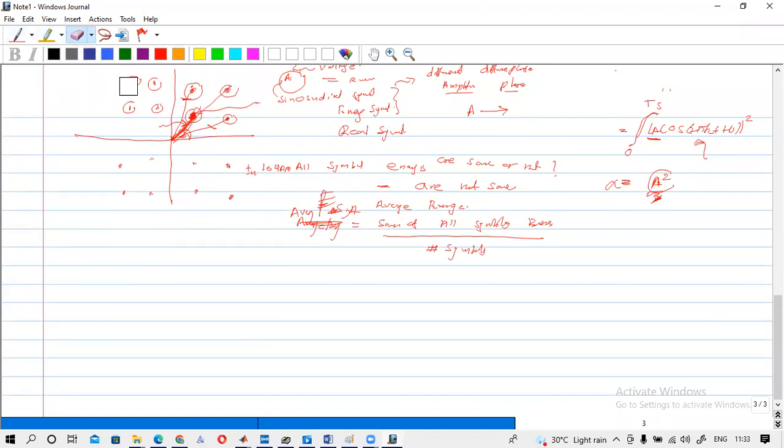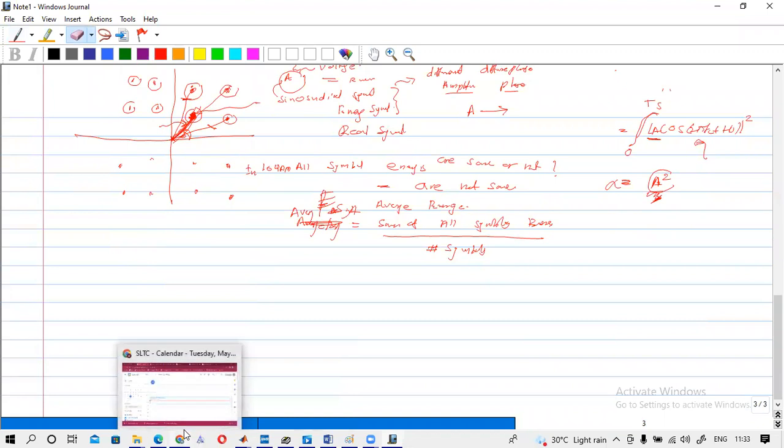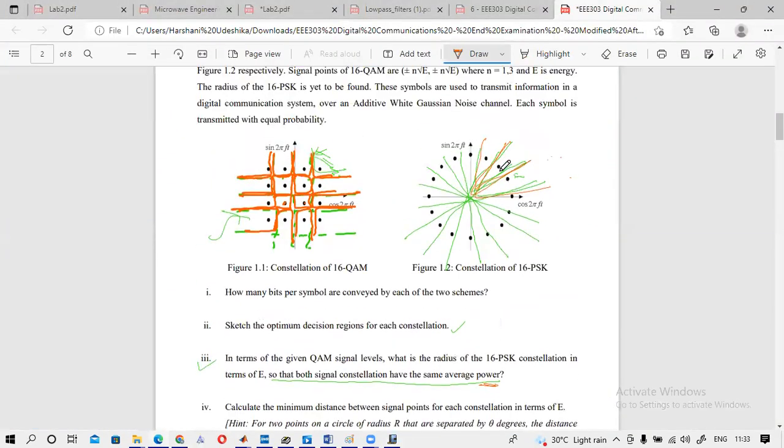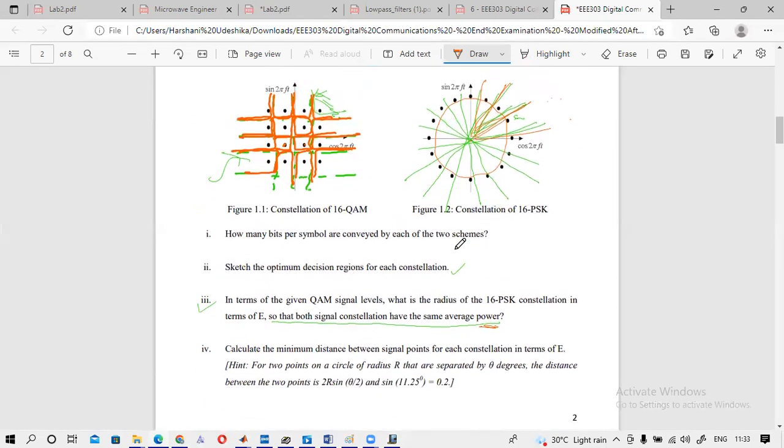The average energy of this QAM symbol set, because we are asked to find some value. Here we are asked to find the radius of this circle. So this is a circle. We are asked to find the circle with respect to the energy, the average energy. Here it said that the average energies are the same.